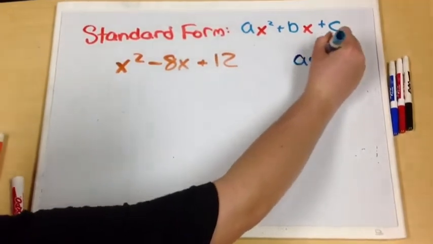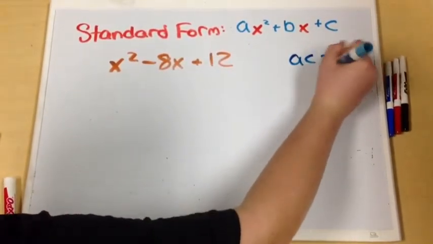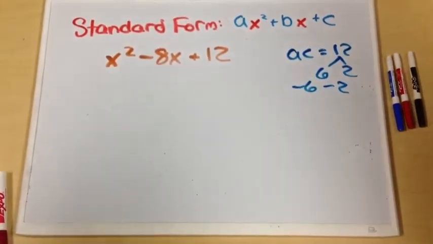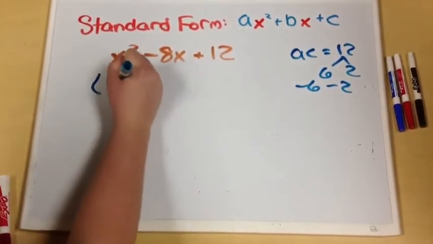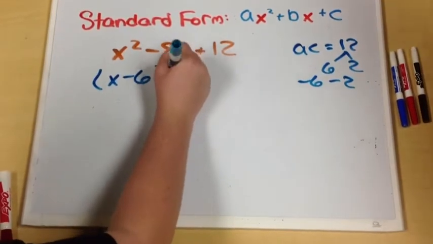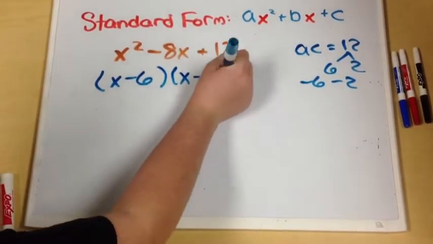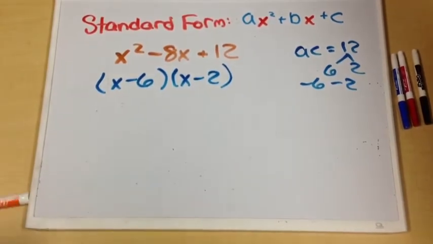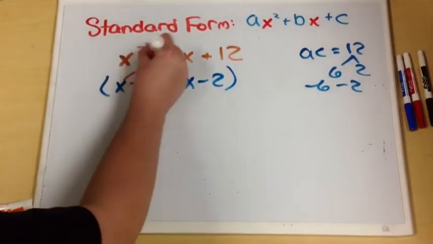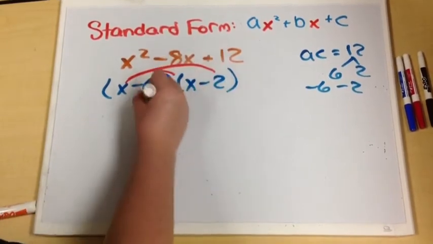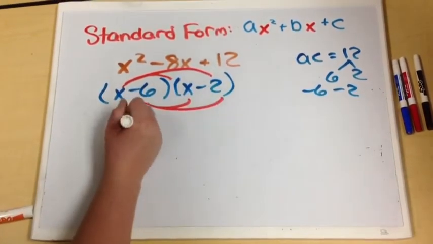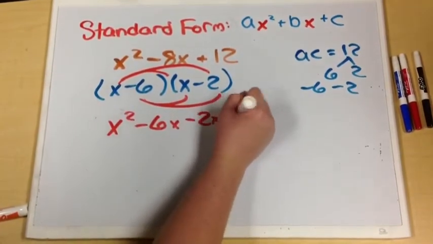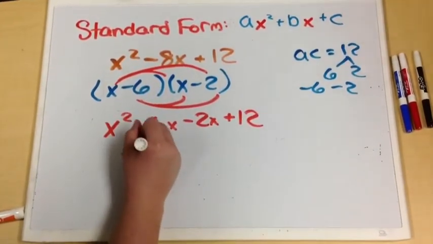Okay, factoring an equation in standard form. First, you have to find out what AC is. Since A is 1 and C is 12, we get 12. Factoring that, we would get 6 and 2, or in this case, negative 6 and negative 2. Plug that into the two binomials, getting x minus 6 times x minus 2, and then FOIL them to check your answer. It comes out to x squared minus 6x minus 2x plus 12. Check.